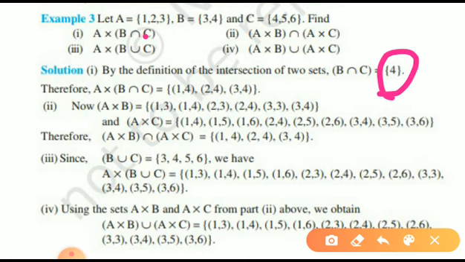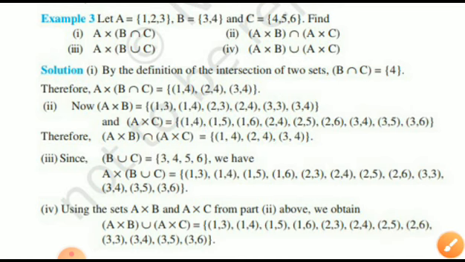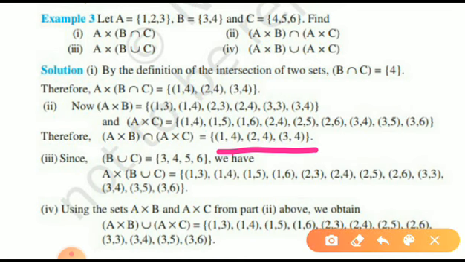Okay. That means first I should find what is A cross B, then find what is your A cross C. Okay. And then take the common elements. So here A cross B we have, again we have to find A cross C. Then what we need to find is A cross B intersection A cross C. So the common elements we will get as (1, 4), (2, 4) and (3, 4).